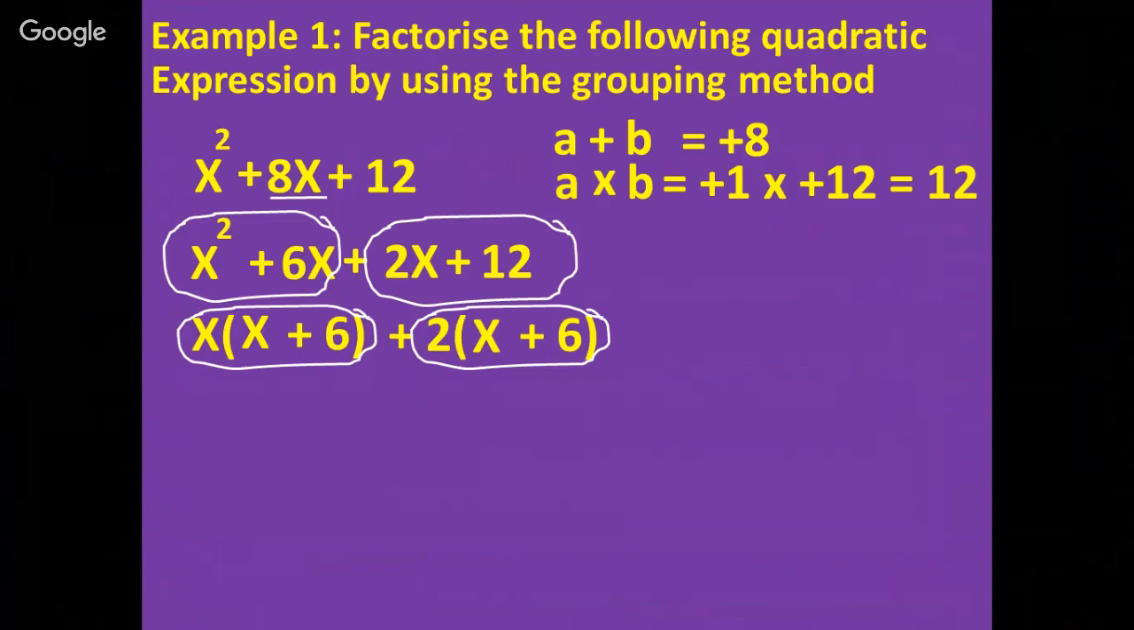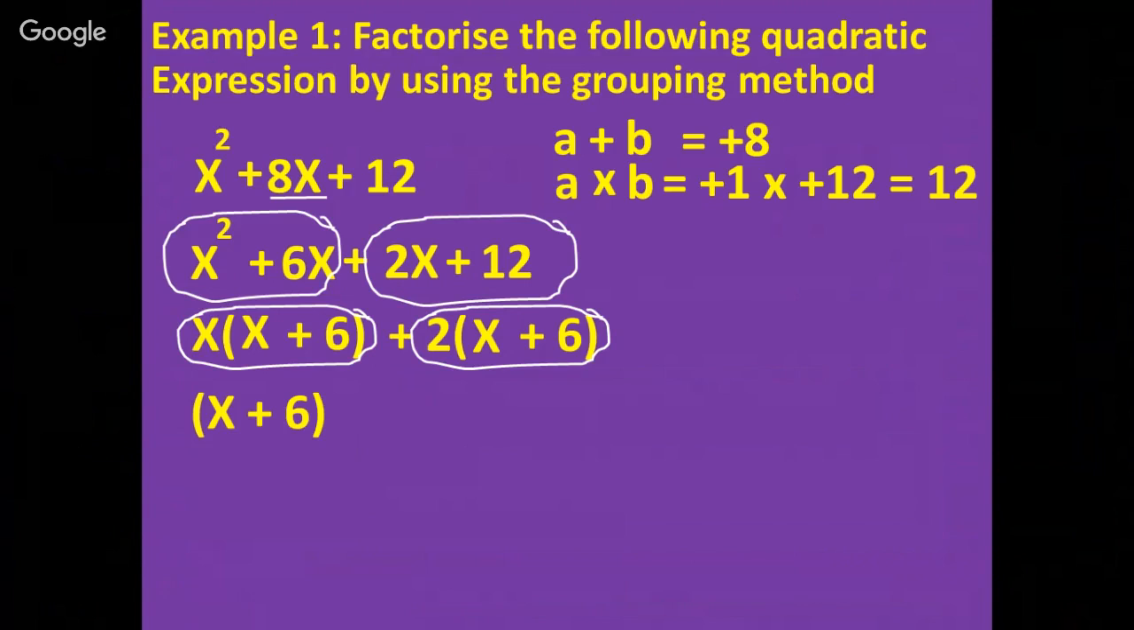Now we have two terms. If we look at these two terms, we will see that x plus 6 is a common factor. X plus 6 is here, and x plus 6 is here. So we can factor out x plus 6. So let's do that.